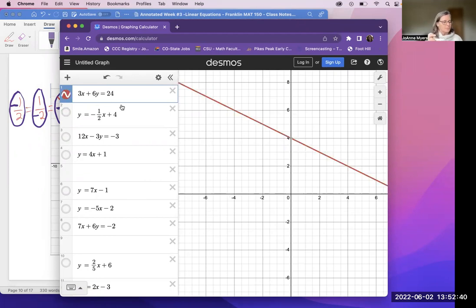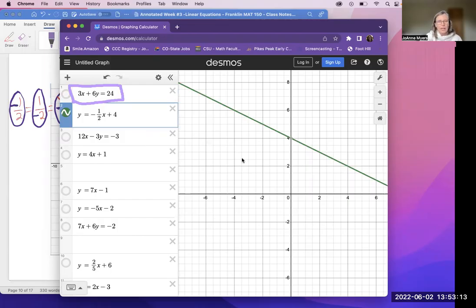Here's the graph. I'm looking right here. I'll annotate it. This equation right here with the red circle. You type in desmos.com, you type 3x plus 6y equals 24, and Desmos will graph it for you. It will show you that your y-intercept is right there at (0, 4). Now rewrite the equation to be y equals -1/2 x plus 4, and it graphs your equation for you.